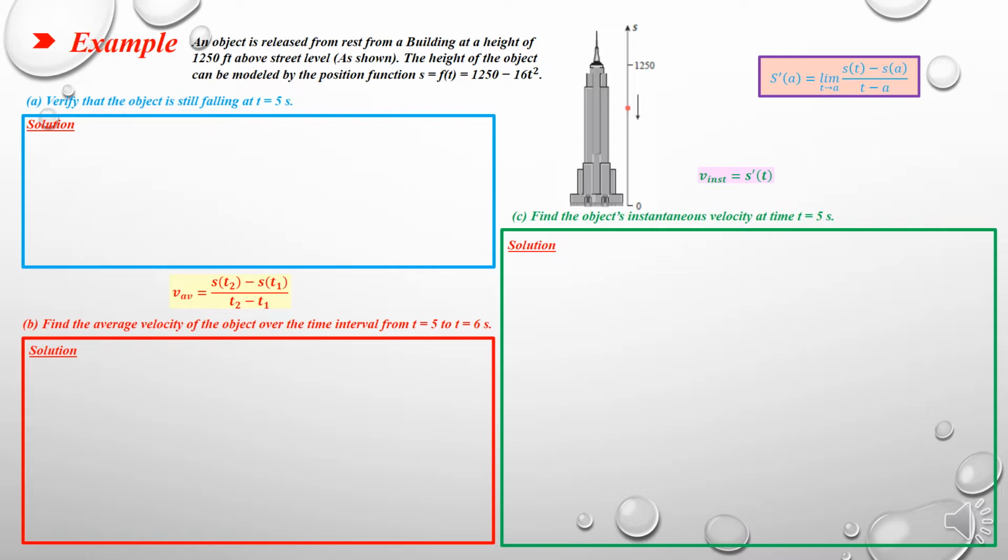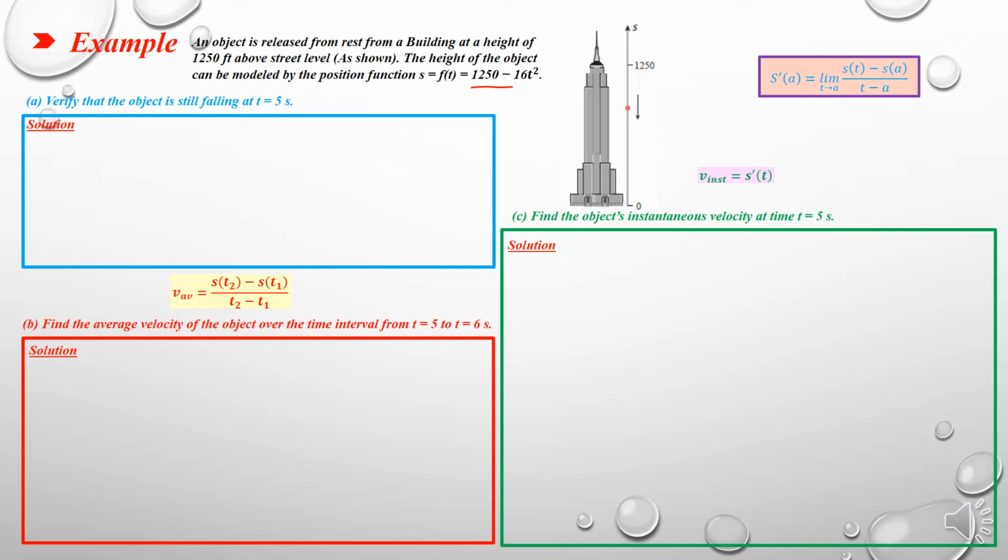The example is an object is released from rest from a building at a height of 1,250 feet above street level. As shown, the height of the object can be modeled by the position function s equals f of t, which is equal to 1,250 minus 16t squared. And part A, verify that the object is still falling at t equals 5.